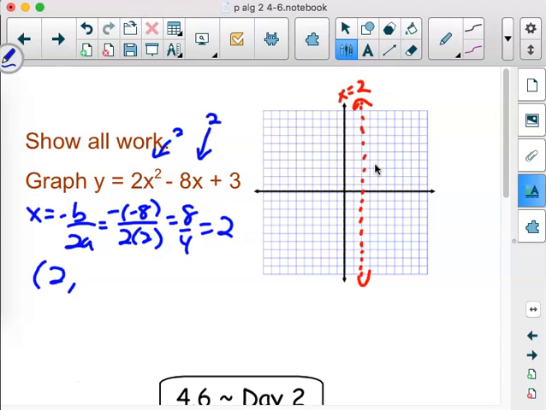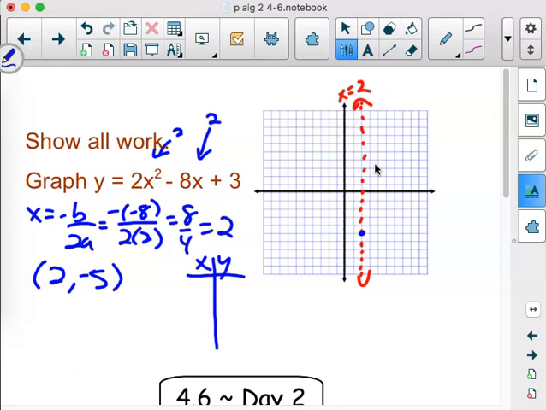And to find the something, we have to plug the 2 back up in here for both of these x's. So 2 squared is 4. 2 times 4 is 8. 8 times 2 is 16. 8 minus 16 is negative 8. And negative 8 plus 3 will be negative 5. So our vertex is at 2, negative 5. Well, that's definitely not a parabola.